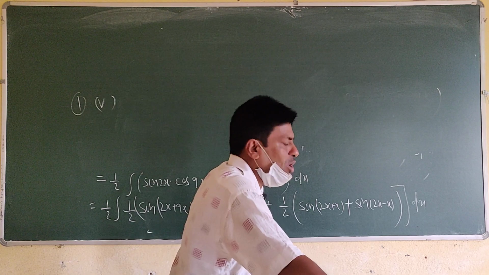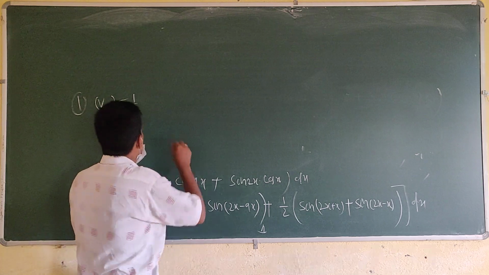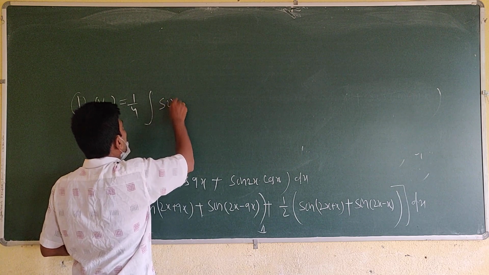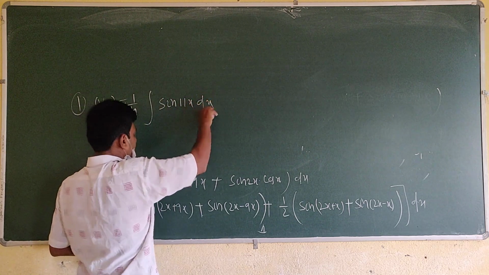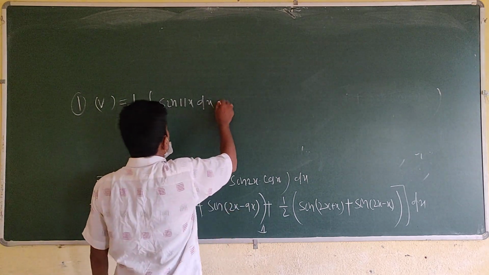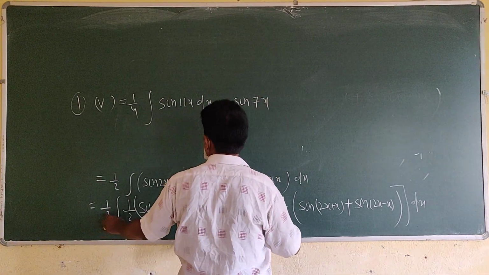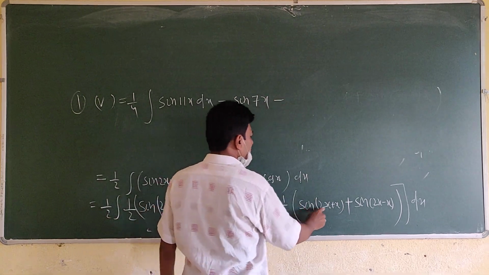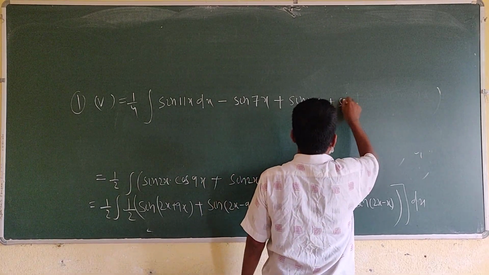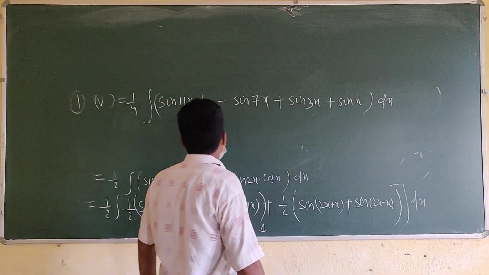So half into half is equal to 1 by 4. And integration of 9x plus 2x, that is sin 11x dx. 2x minus 9x is minus 7x. Sin minus 7x is minus sin 7x, minus of sin 7x. Plus of sin 3x, and that is sin x dx.